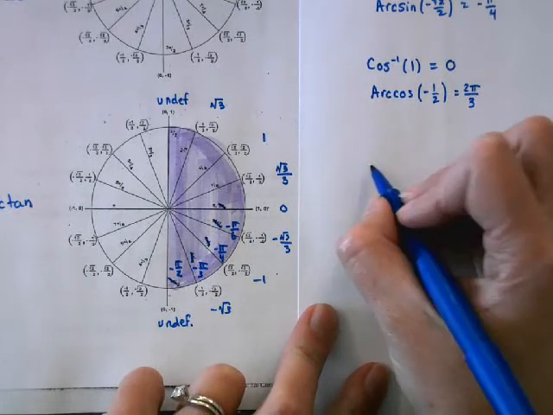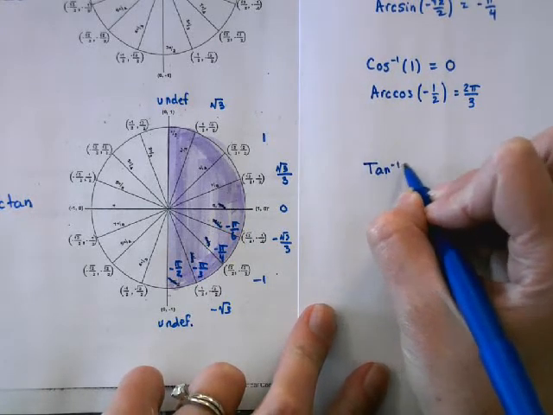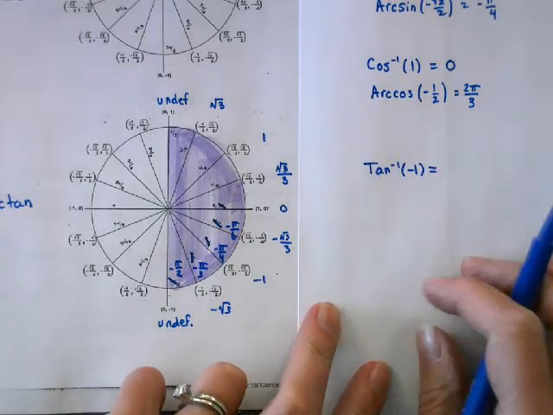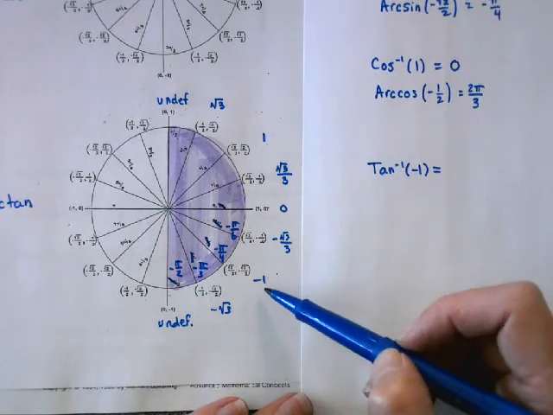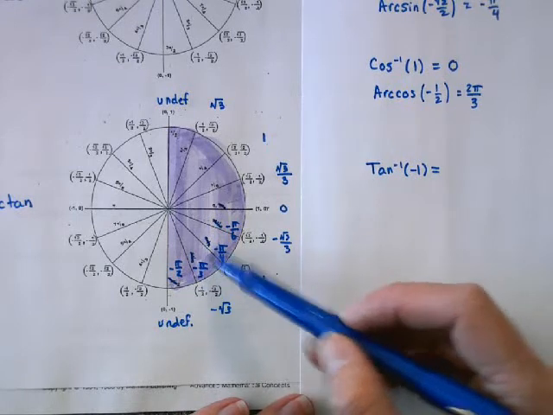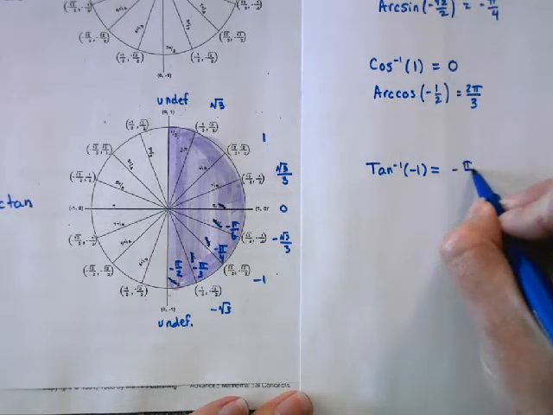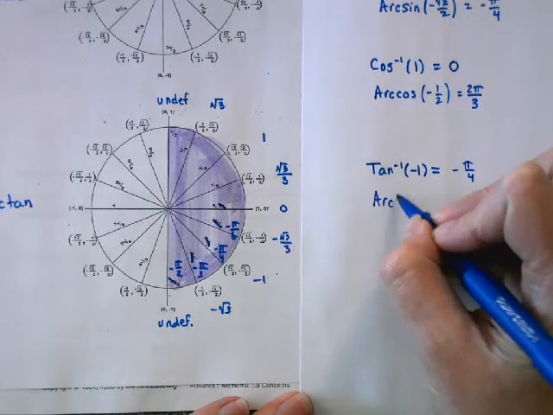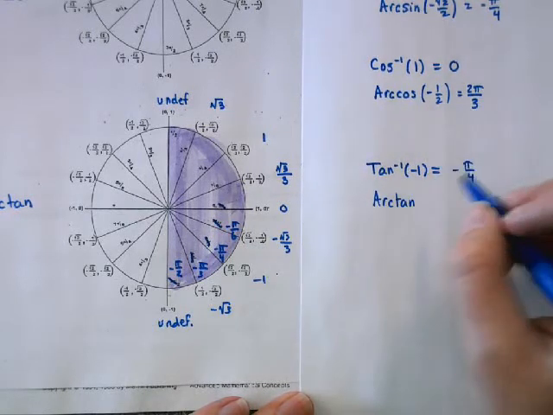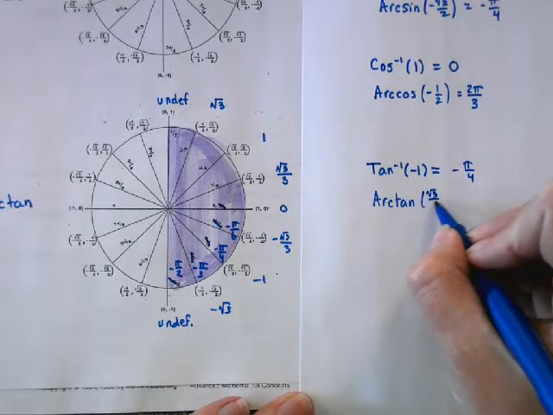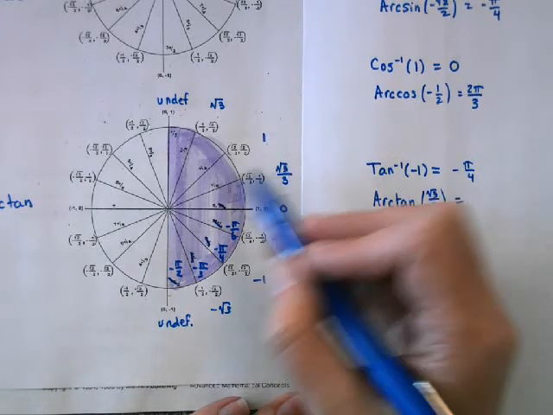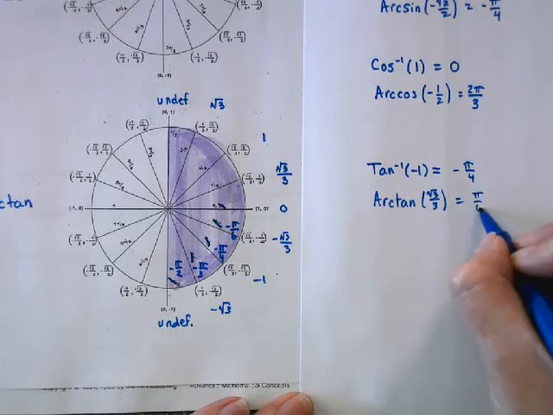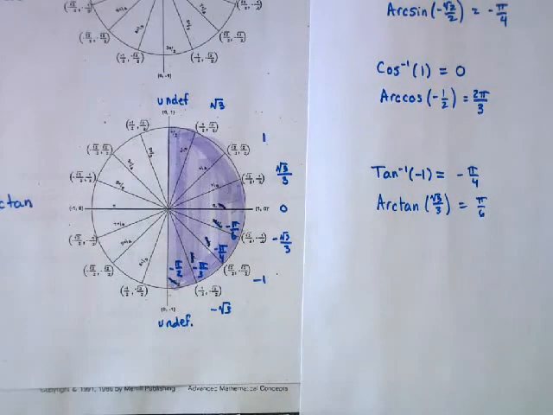So now let's do some examples here. Let's say I wanted the tangent inverse of negative 1. So we find negative 1 here, go across to our newly labeled negative pi over 4. Now I want arctan of root 3 over 3. So root 3 over 3, we get an answer of pi over 6. So if we have these highlighted unit circles, evaluating these is very easy. Let's do some additional examples.